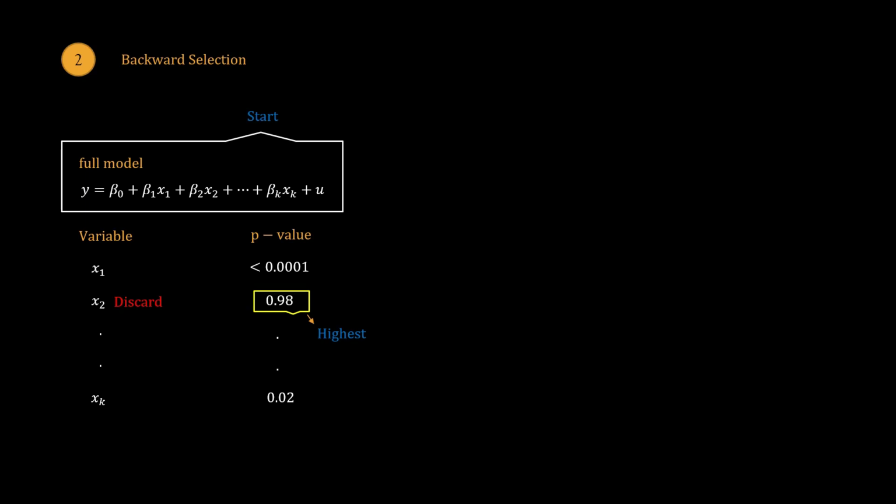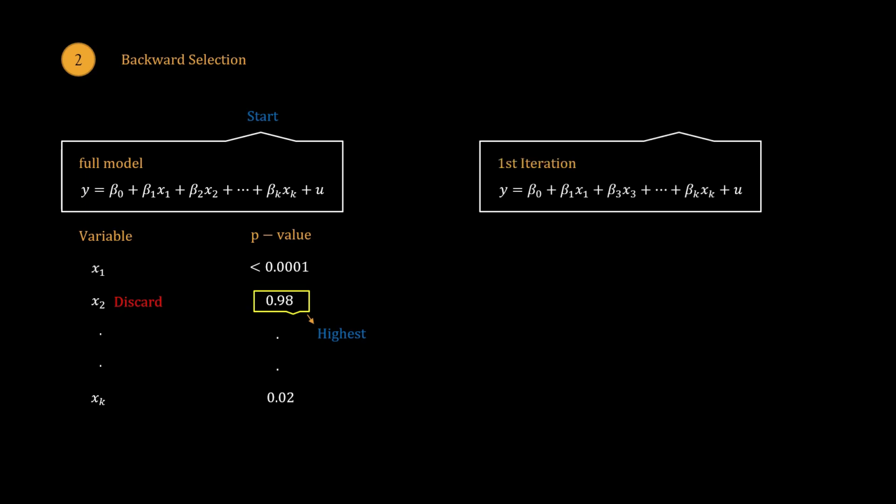Note that this process is not possible if the number of regressors is larger than the number of observations. We cannot fit an OLS model in that case. So this is one of the drawbacks of backward selection when compared to forward selection. Anyways, after this step, in the next step, we build another regression model with the help of the remaining k-1 variables. And we follow the same process.